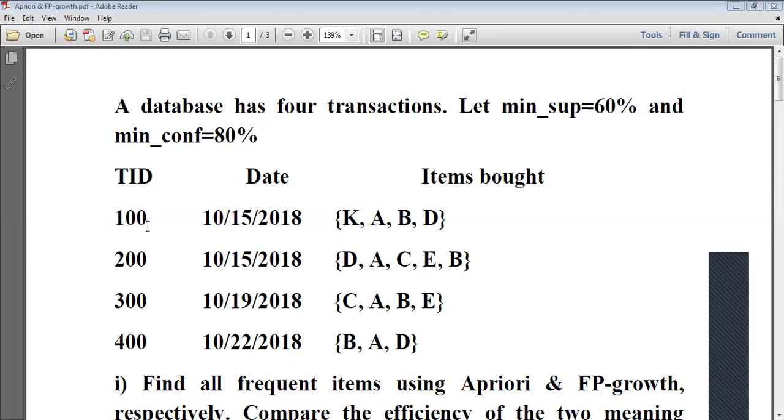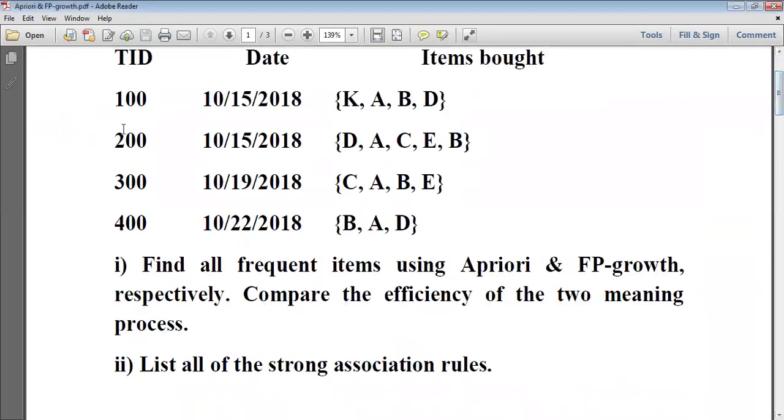Transaction ID, date, and items bought. So here you have the four transactions. In all four transactions, you have the items A, B, D, C, E. These are the items you have.